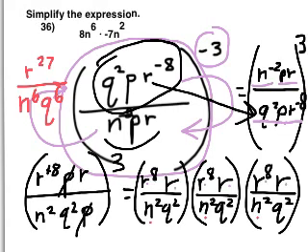Okay, obviously you've got to do a few of these to keep this straight. But those are the 3 things you need to keep track of.